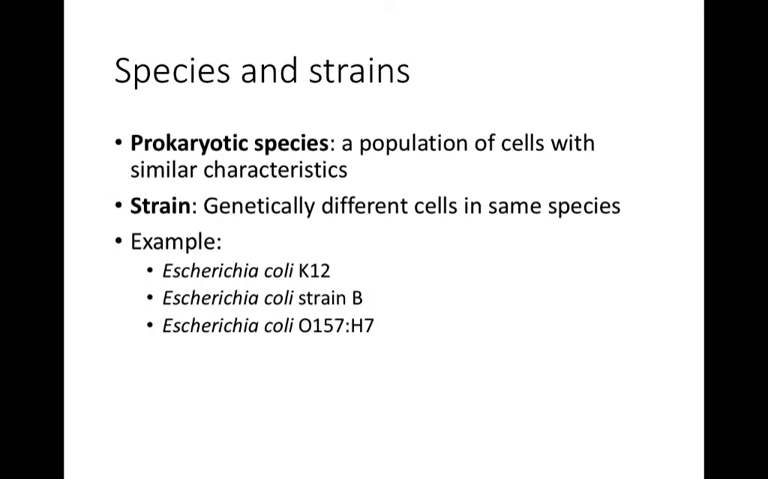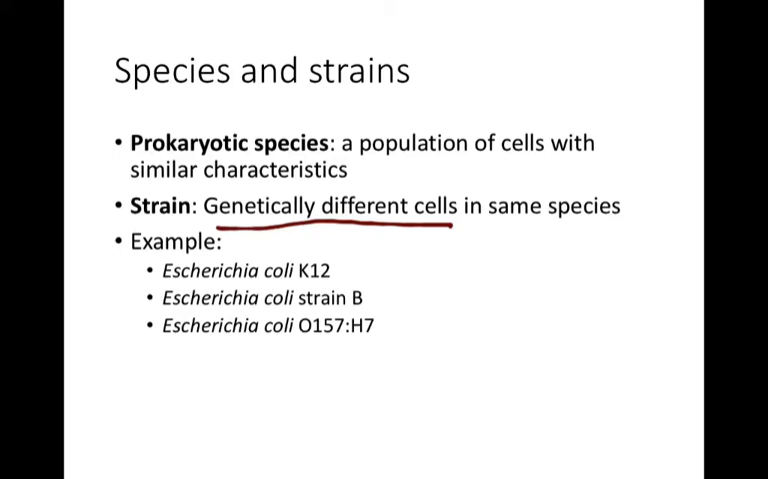I want to take a minute to distinguish the words species and strain, because not only do we use these oftentimes in the laboratory, but we also use these terms often in class. A species is a population of cells with similar characteristics, and a strain are genetically different cells within the same species. In other words, E. coli, or Escherichia coli, is a type of bacterium, a species of bacterium. But there are individual strains that have slightly different characteristics from one another.